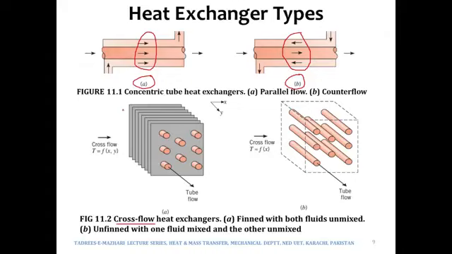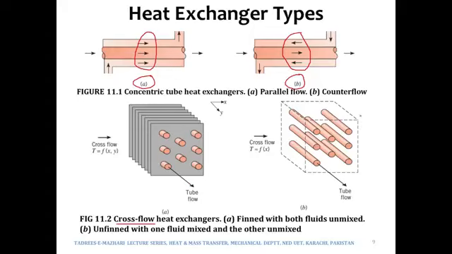So there would be one fluid which would be flowing through the tubes, and its flow direction would be this one, or it may be exactly at 180 degrees. Now the other fluid which is flowing will pass through those plates. So the two fluids are in fact at 90 degrees to each other. So this would be an example of cross flow heat exchanger.